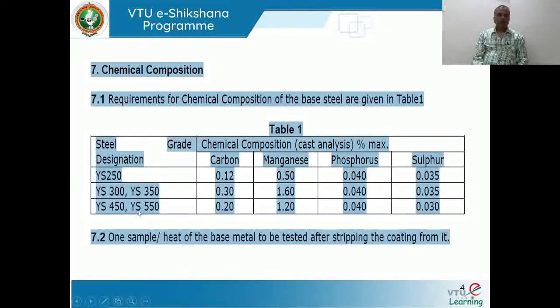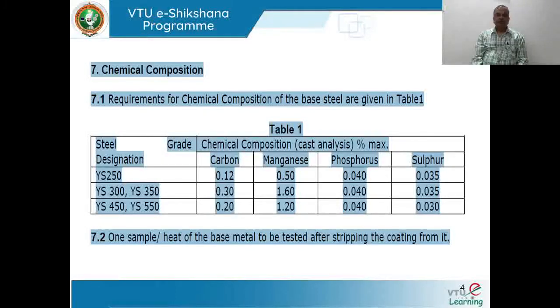Now if you take the yield stress 300 or 350, because we need the increased stress, 300 to 350 compared to 250, that increase in strength is mainly due to the addition of carbon content. In 250 the carbon content is 0.12. Now the increased strength in this case is because of increasing the percentage of carbon.